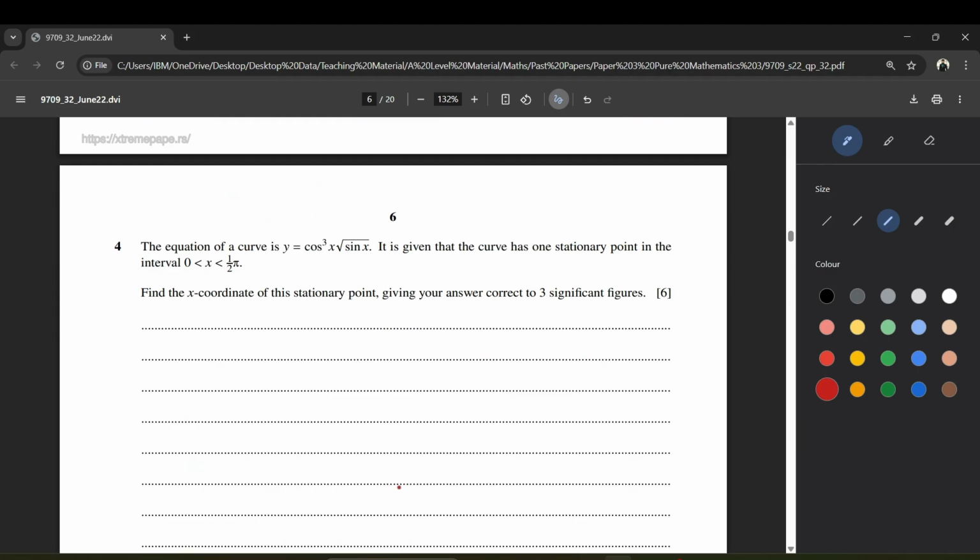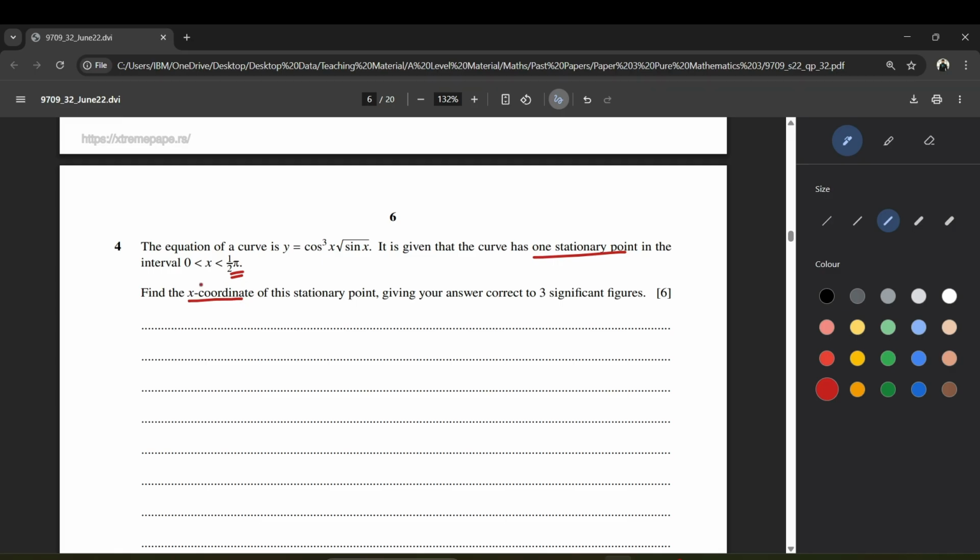All right, question number 4. The equation of a curve is y equals cos cubed x root sine x. It is given that the curve has one stationary point in the interval x between 0 and pi upon 2. So you can see that here we have now in radians, so we should convert our calculator back to radian mode. Find the x coordinate of this stationary point, giving your answer correct to three significant figures.